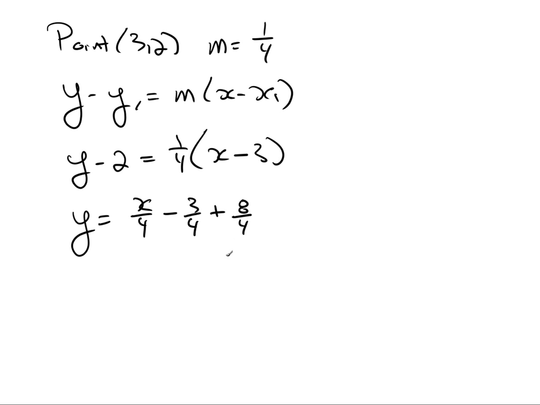8 over 4. There we go. So this is going to be x over 4 plus 5 over 4. This is the equation of the tangent line.